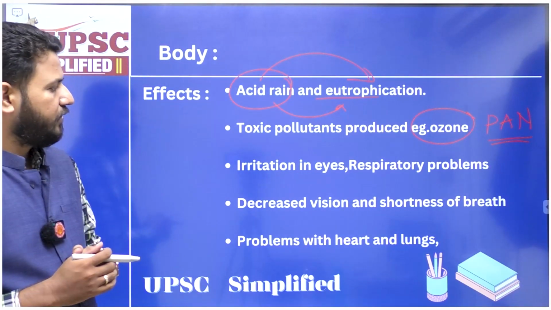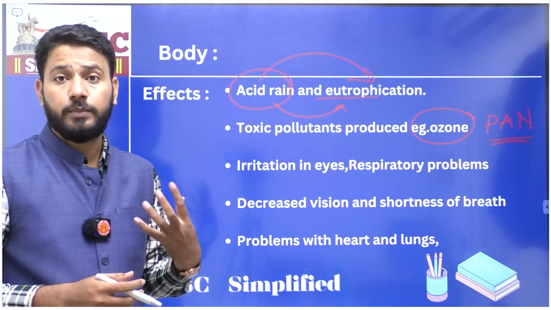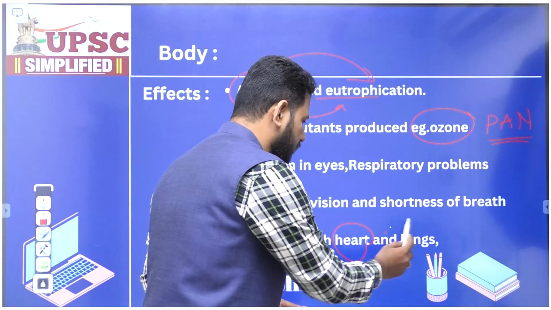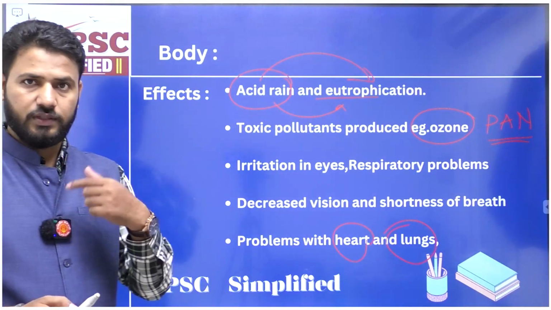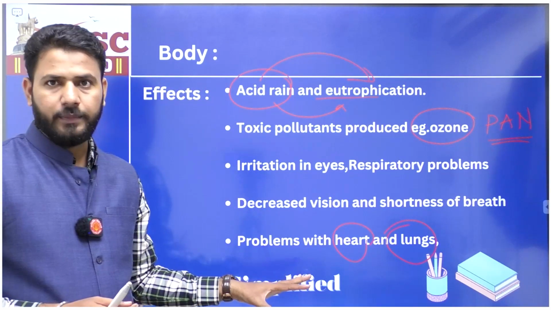Okay. Now, irritation in eyes, respiratory problems, decreased vision and shortness of breath. Problems with heart and lungs also. This is again important. Problems with heart and lungs, okay, because you respire that polluted air. So these are the effects of photochemical smog.